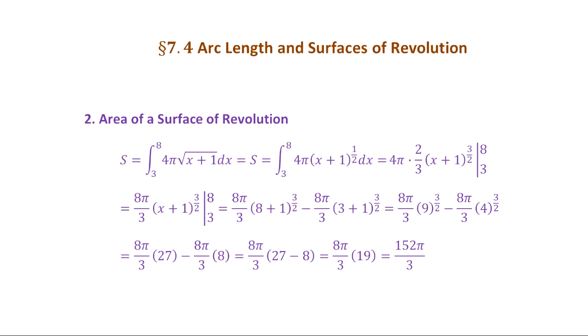So we get 8 pi over 3 times 27 minus 8 pi over 3 times 8. And you can factor out 8 pi over 3, and so you get 27 minus 8, which is 19. So at the end, if you multiply them out, you get 152 pi over 3. So that's the end of this. That's the final answer.